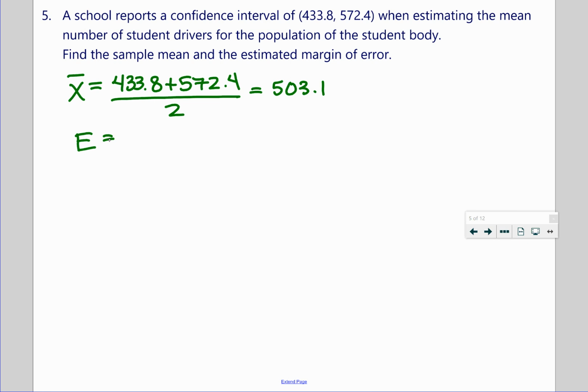Think about when you write a confidence interval. You take X bar and do what with E? You add and subtract it, right? So you just have to figure out what's been added or subtracted to get from X bar to either of those ends. I'm going to do the upper limit there, 572.4 minus the mean in the middle. You could also do the mean, take away the lower limit, and it's going to be the same distance. So 572.4 minus 503.1, and my margin of error is 69.3. Questions on 5?